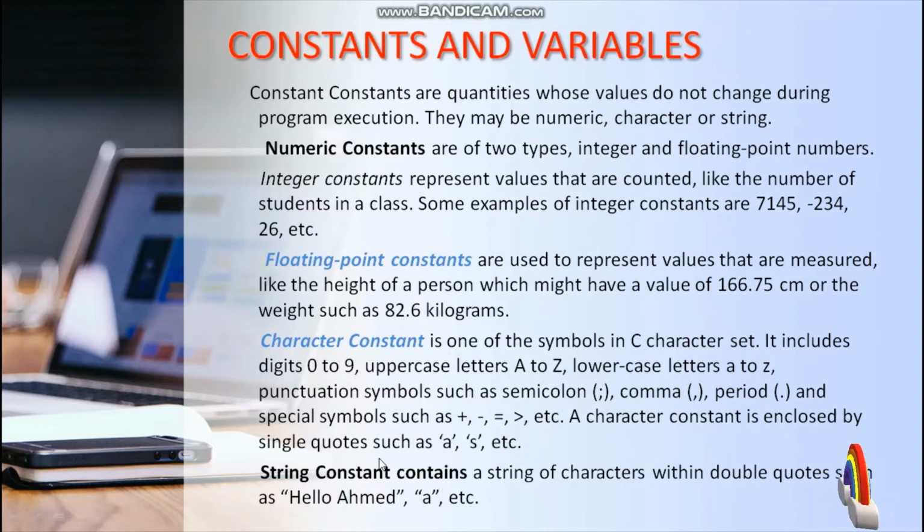In this way, you can enclose symbols, digits, and letters, uppercase or lowercase A to Z. So these are all known as constants. Similarly, string constants are enclosed in double quotation marks. Character constants are enclosed in single quotation marks and string constants are enclosed in double quotation marks.